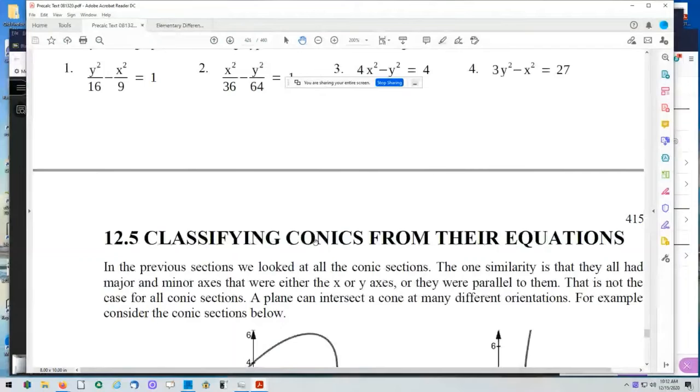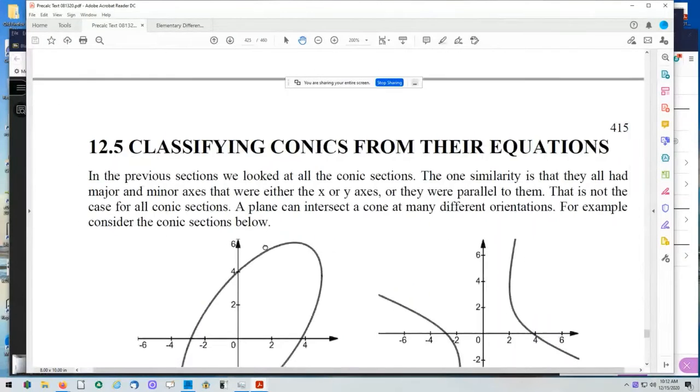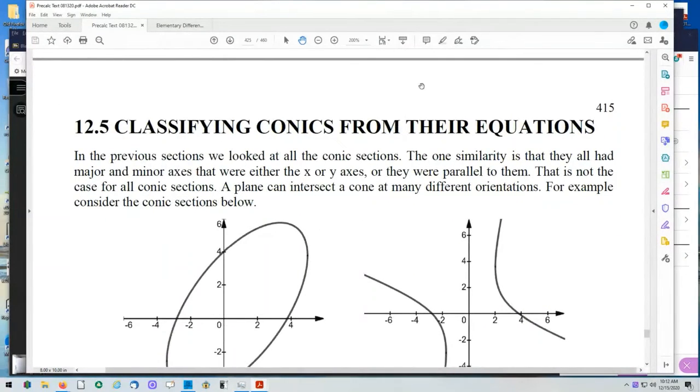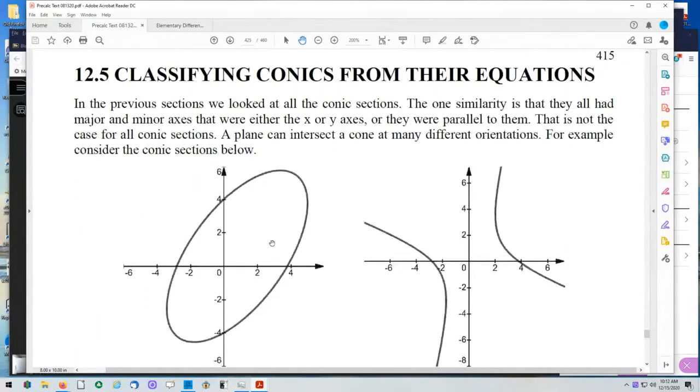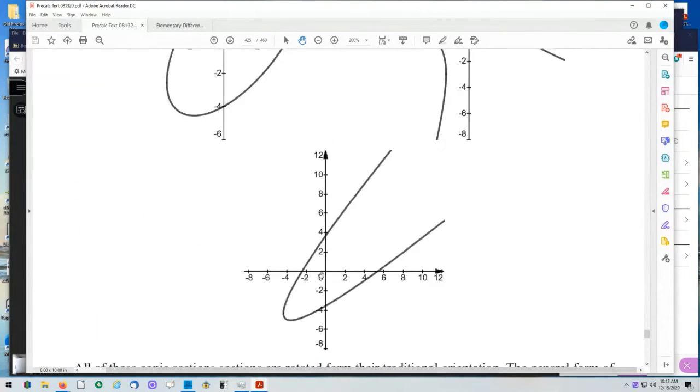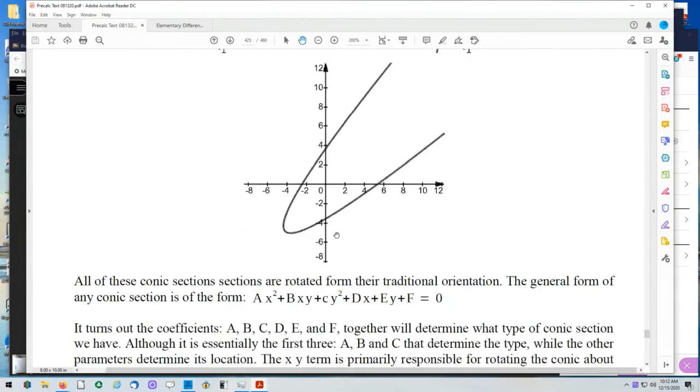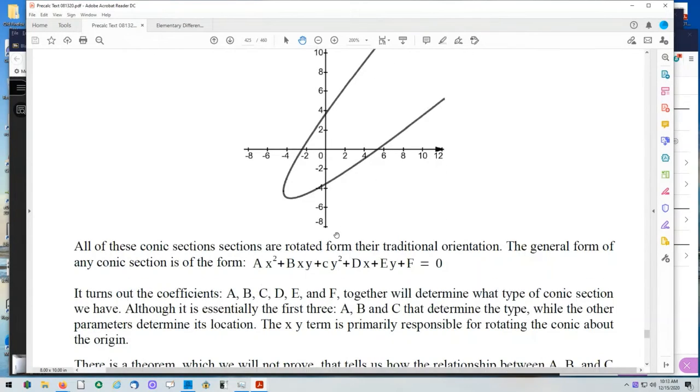There's just a few things on these, but this is what we call the next section, classifying conic sections from their equations. You could have an ellipse on its side, hyperbolas, parabolas. They could be at a different orientation and moved anywhere in the plane. And they're of equations of this form. A constant a times x squared, a constant b times the cross product of x and y, constant c times y squared plus d, e, and f.